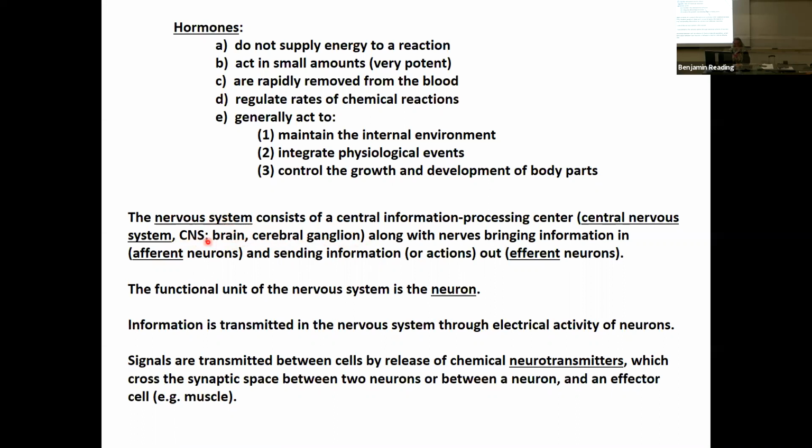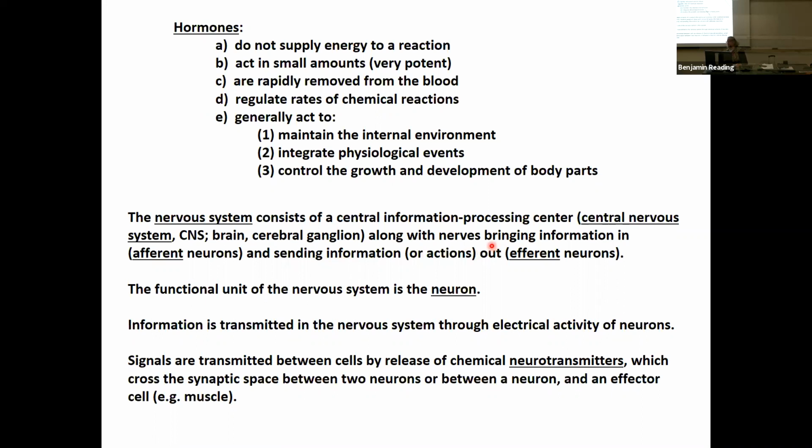So higher fishes will have a brain. Agnathans oftentimes have a ganglion. It functions in the same way. These, along with nerves, bring information. What we call afferent neurons bring information to the brain or the ganglion in the central nervous system. And then efferent neurons send information or actions out.